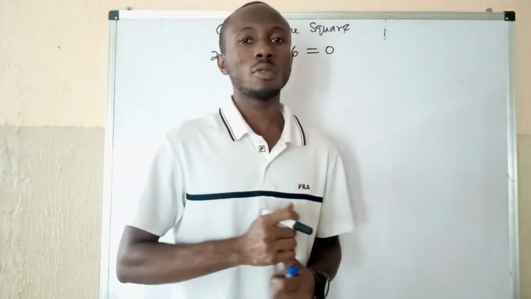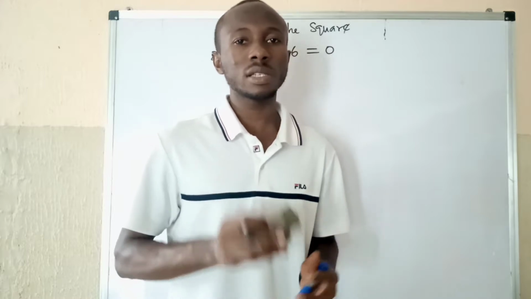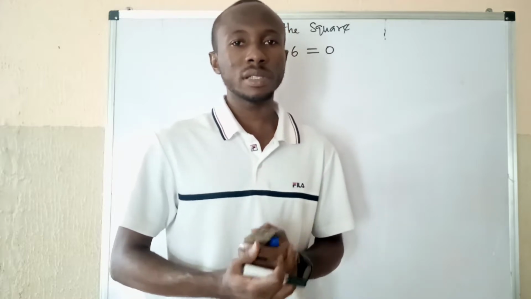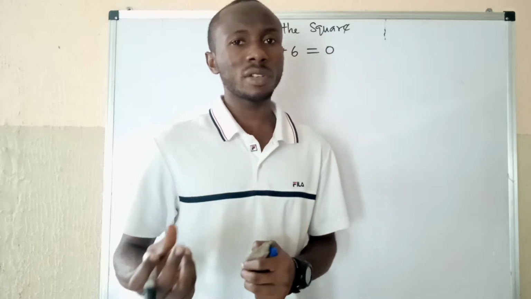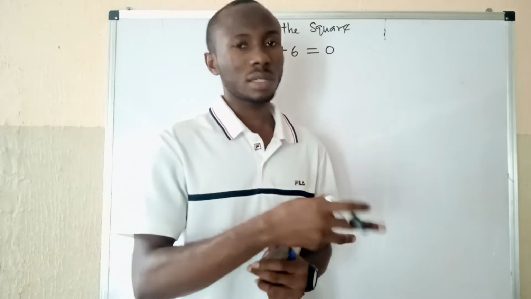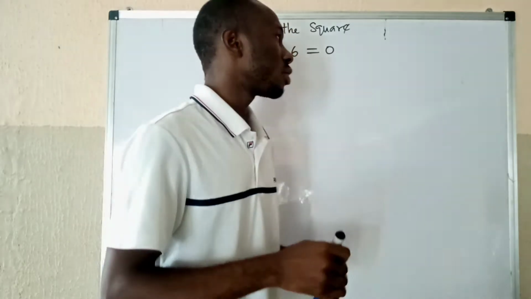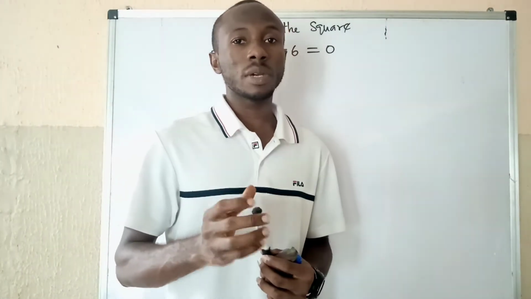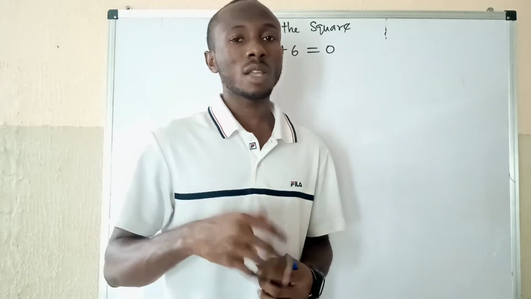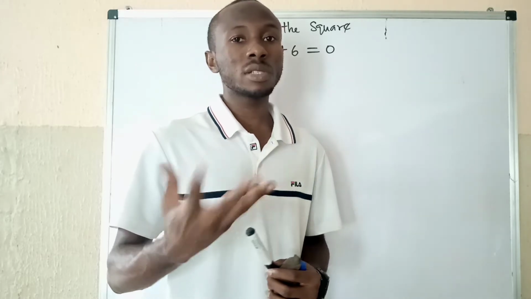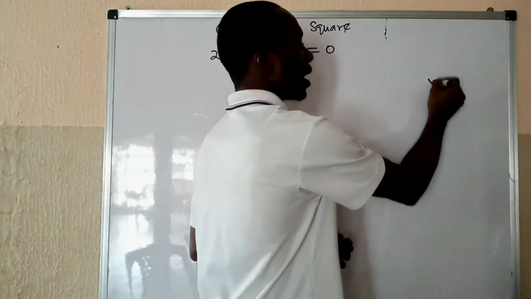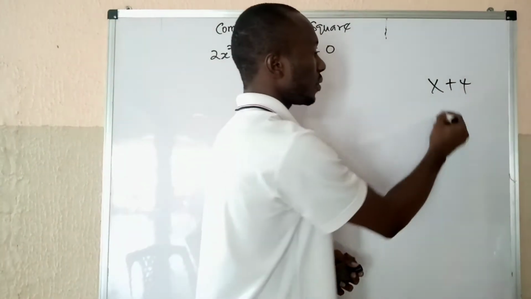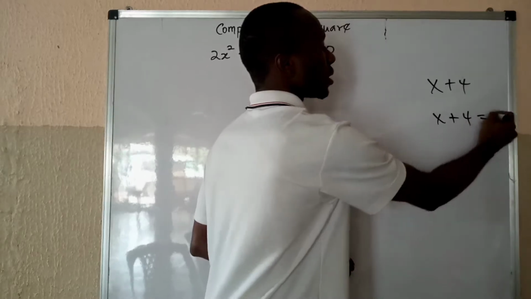In this lesson, we will learn how to solve a quadratic equation by the completing the square method. But before we go into that, I want us to understand the difference between an equation and an expression. An equation is a mathematical statement that contains an equality sign, while an expression is a mathematical statement that contains no equality sign. For instance, if I have x plus 4 and I have x plus 4 equal to 0.